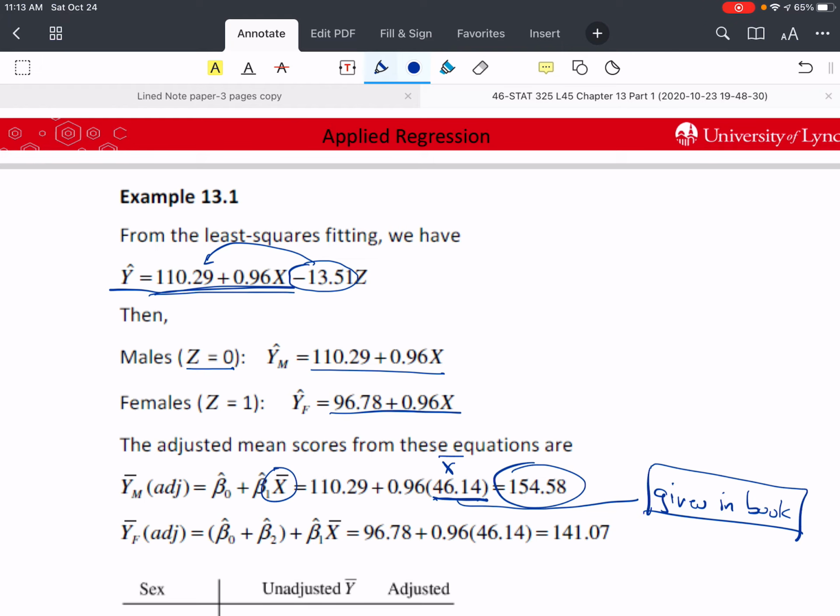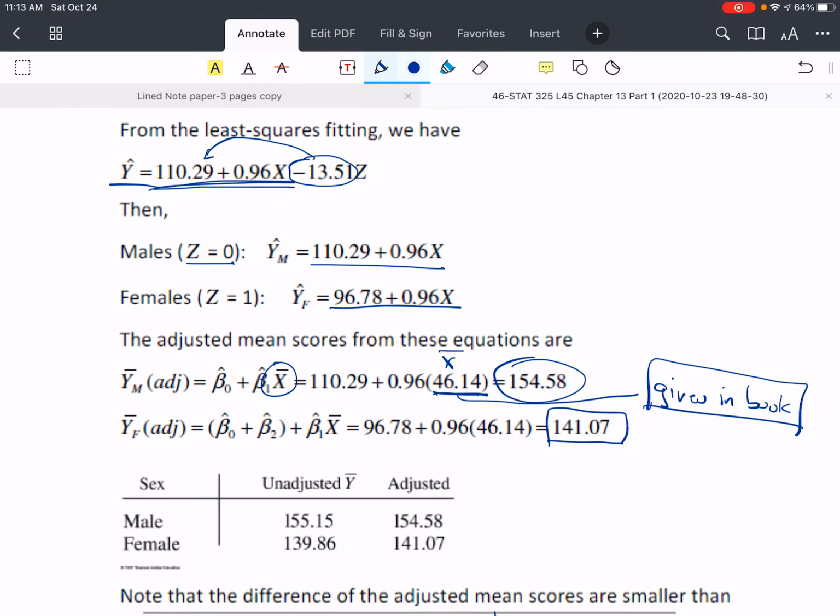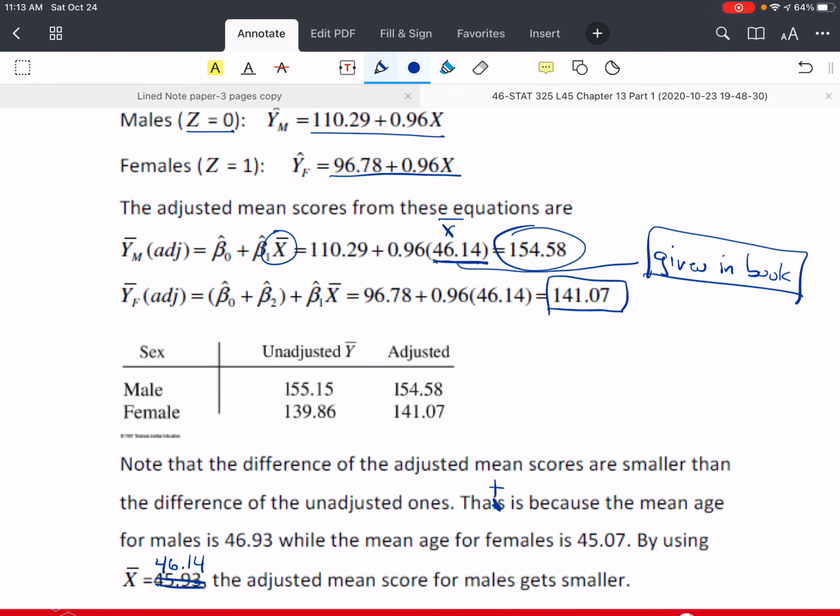So the adjusted mean scores are 154.58 and 141.07. Now remember that Y is our systolic blood pressure. So the males on average have a higher mean systolic blood pressure after controlling for age. And here is a summary. For the unadjusted, we still have that males are higher than the females, but you'll notice that by adjusting for age they become closer to each other.